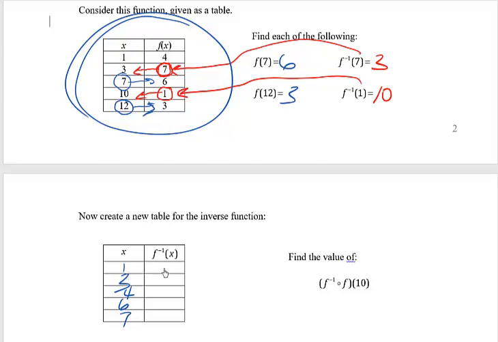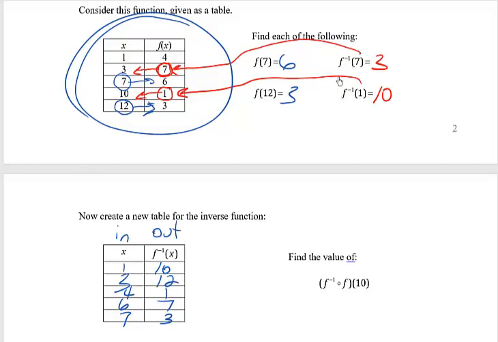And now all I have to do is fill in the matches. 1 is matched with 10. Let's see, 3 went with 12. 4 went with 1. 6 with 7. And 7 with 3. This table now gives me the input and output values for the inverse function. And it's just completely reversed from the original function.